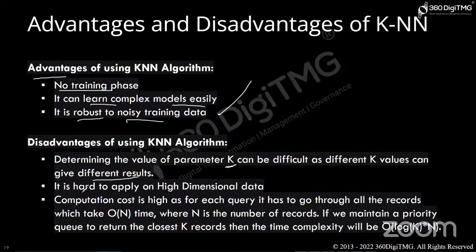Also, it is hard to apply on very high dimensional data. If we have very large data, it will be very hard to apply. Also, the computational cost is very high, because we'll have to find the distance between all the data points with one. If we have very large dimension data, it will be very hard to calculate all these distances in a short time. It will take a very long time to calculate.